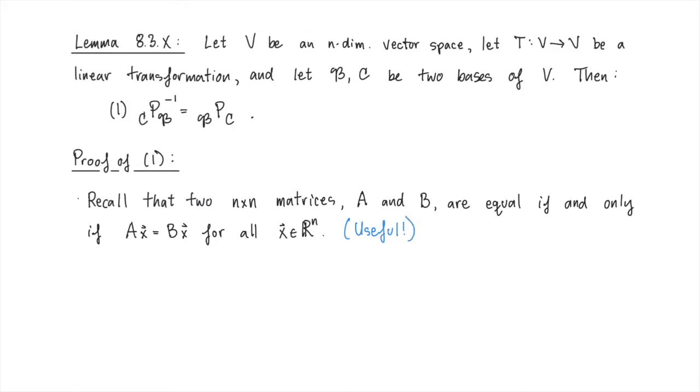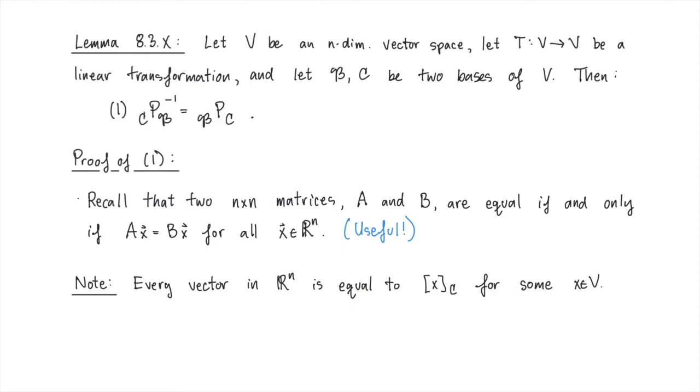Also, note that every vector in Rn is equal to the C coordinate vector of some vector x in V. I'm going to leave this to you to prove, and we'll also use this a lot. If you've been reading section 8.4, you can prove that V is isomorphic to Rn via the map which sends a vector to its C coordinate vector.